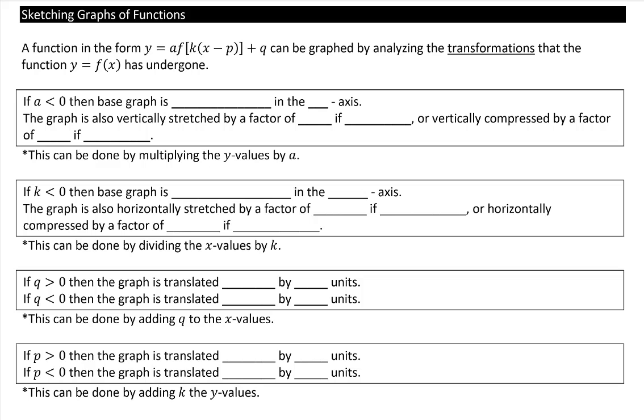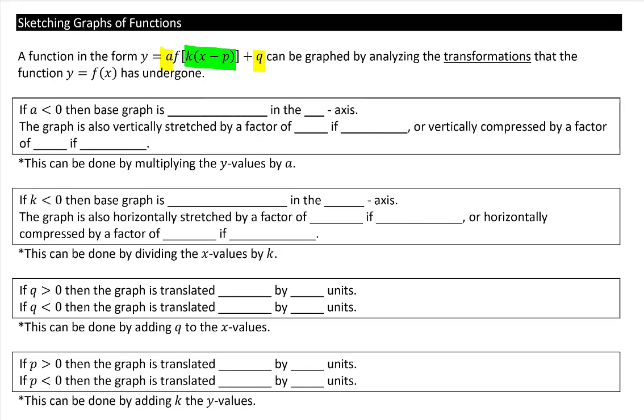So our next topic is sketching graphs of functions. A function in the form a times f of (k x minus p), plus q, can be graphed by analyzing the transformations that the function y equals f of x has undergone. If a is less than 0, then the base graph is reflected in the x-axis.